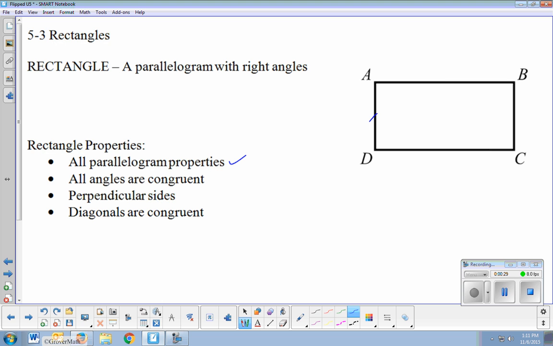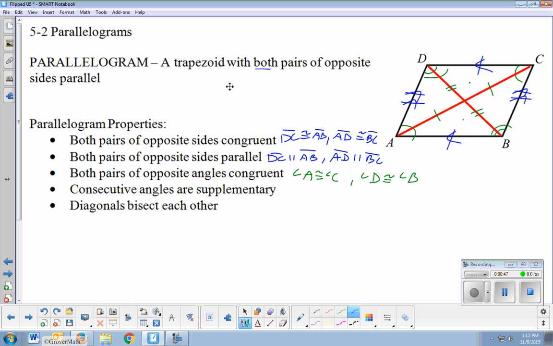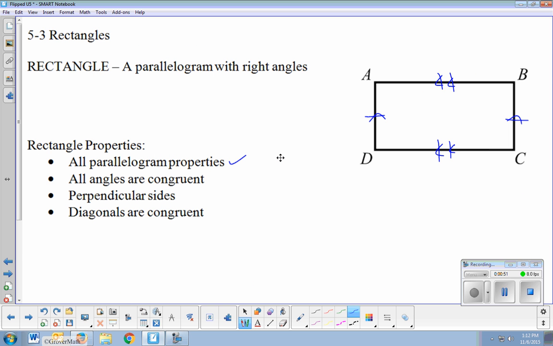So it has opposite sides parallel. It has opposite sides congruent. It has opposite angles congruent. It has consecutive angles supplementary. It has diagonals that bisect. It has all of these properties of a parallelogram, plus a few of its own.